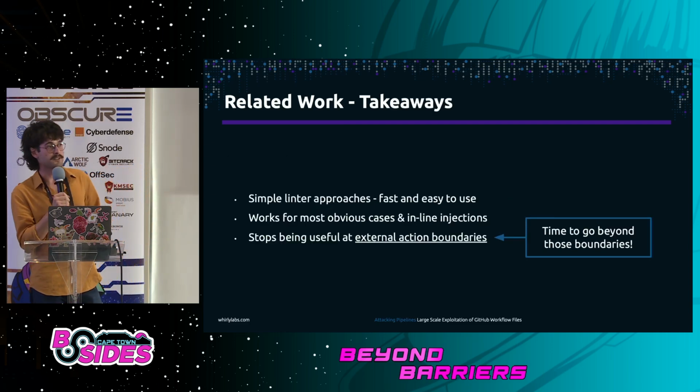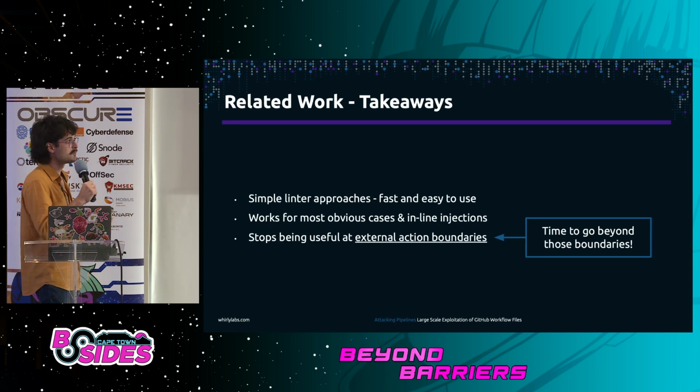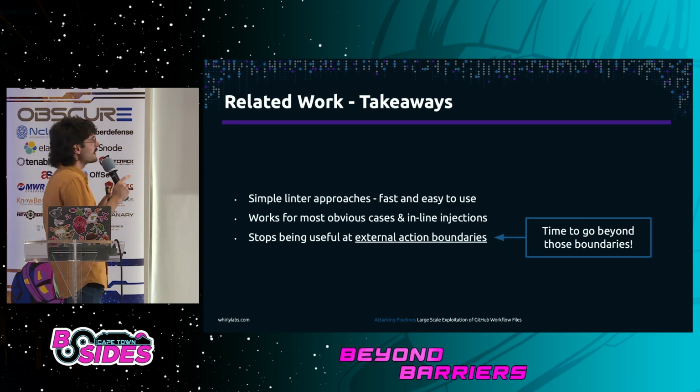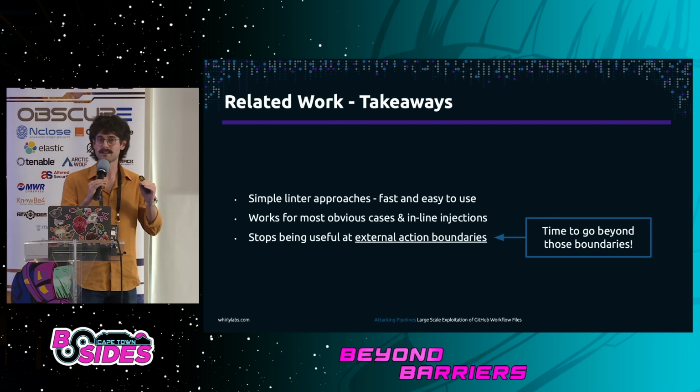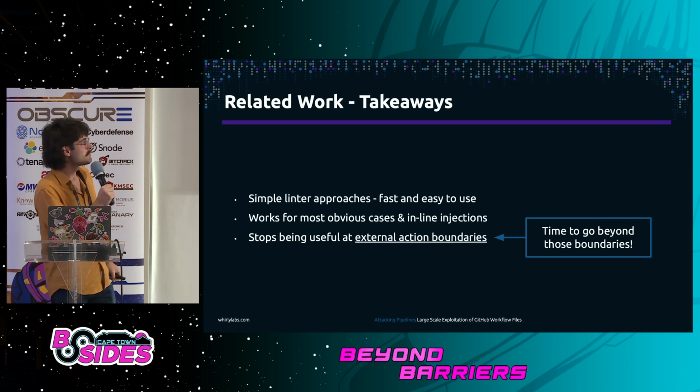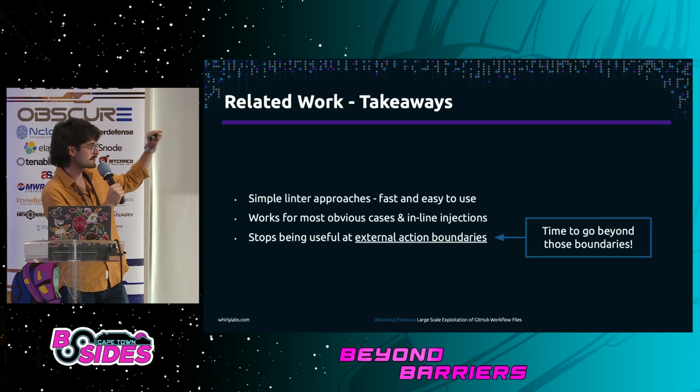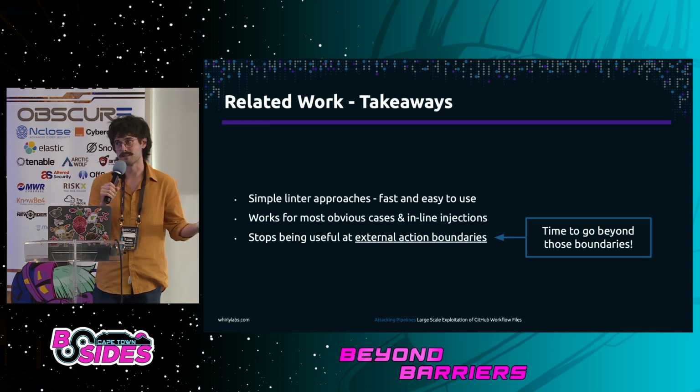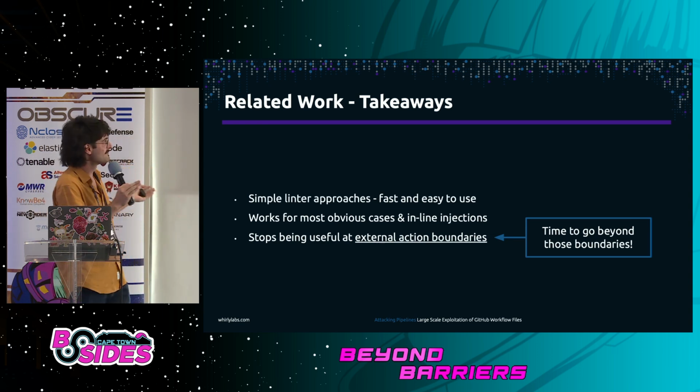They're really fast and easy to write rules for, and they're mostly designed for the obvious cases, the inline injections, like the earlier examples I showed, where there's pretty much interpolation right at the point where it's bad. But when you look at cases where attacker-controlled data goes into an external action, it just says, I don't know, this looks pretty bad, you should check it out, but I don't know what to do anymore.